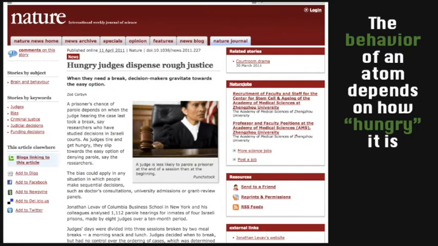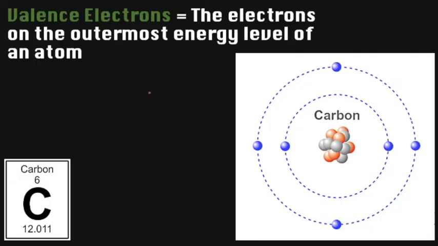And the reason why I show this to you is because the same thing is true of atoms. The behavior of an atom, like how reactive it is or how many bonds it forms, depends upon how hungry it is. And what is it hungry for? It's hungry for something called valence electrons.